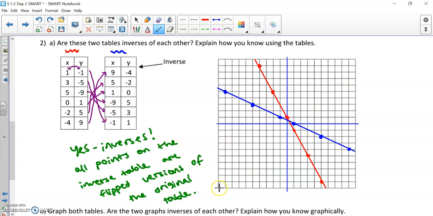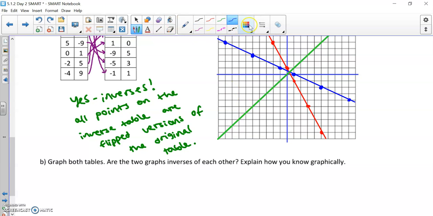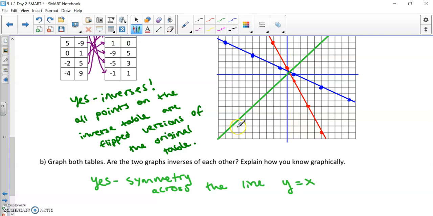Let's try that again. All right, so here is my y equals x line. Checking for symmetry here, we can see that the blue and red are clearly mirror images of each other. If we flipped them, they would overlap right on the other one perfectly. So we can say that they are inverses of each other, and the reason for that is that there is symmetry across the line y equals x. Because remember, this is the line y equals x.